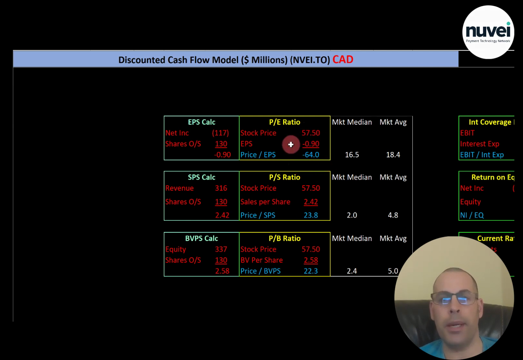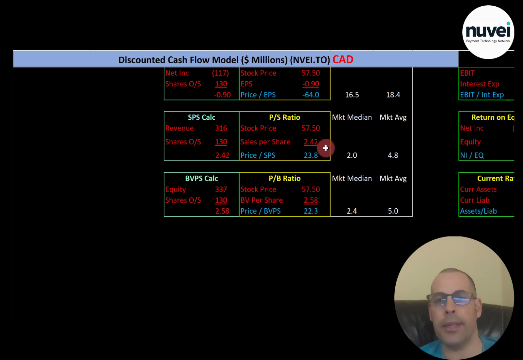They don't have a good PE. The median is 16.5, the average is 18.4. PE is stock price over earnings per share. To calculate earnings per share, that's net income over shares outstanding. They have negative PE because they have negative net income.